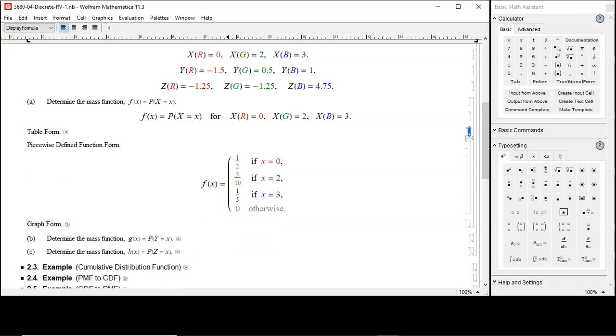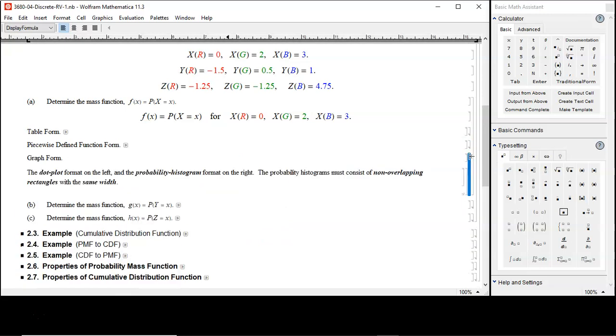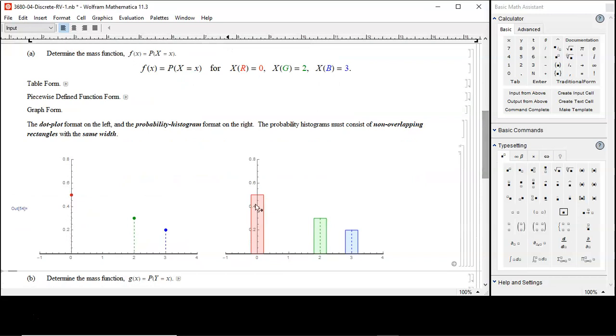Alright, and then in either case, here's a graph form. You can express it as dots. A red dot corresponds to red, a green dot corresponds to green, a blue dot corresponds to blue, and they are 0, 2, and 3 respectively, you see? So the random variable assigns 0, 2, and 3 for RGB, otherwise nothing. So all other probabilities are 0, so you see everything down here except these 3. That's one way to express this in graphic form.